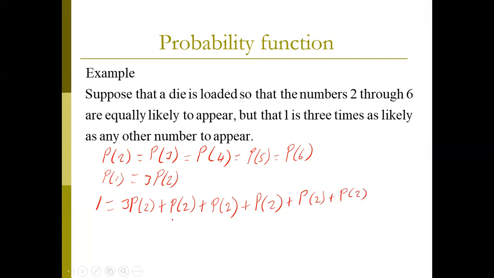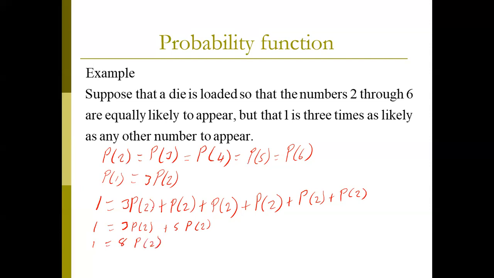So we could even shorten this. Let's see how many probabilities of 2 we have here, which is 1, 2, 3, 4, 5. So we can say 1 is equal to 3 times the probability of 2 plus 5 times the probability of 2. We add these together, 3 times the probability of 2 and 5 times the probability of 2. That leaves us with 1 is equal to 8 times the probability of 2.